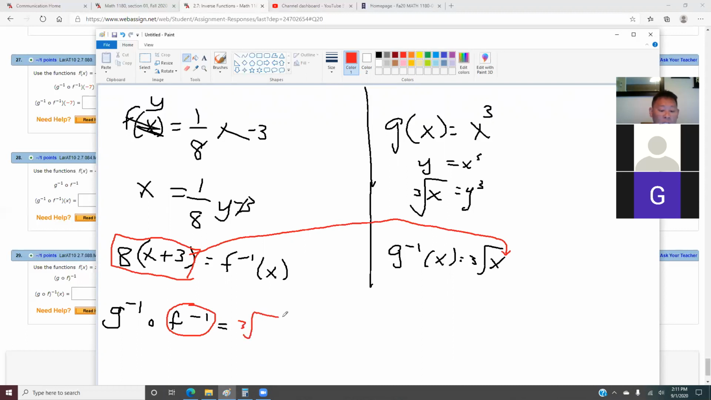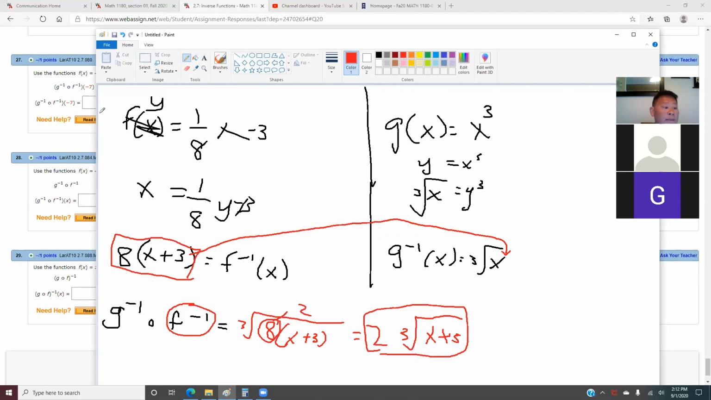So this is the cube root of x, and this x will be replaced by 8x plus 3. And 8 is a perfect cube of 2. So your answer in this case is 2 times the cube root of x plus 3. So this is how we do question number 28. Make sure you know how to find the inverse and then plug it in there.